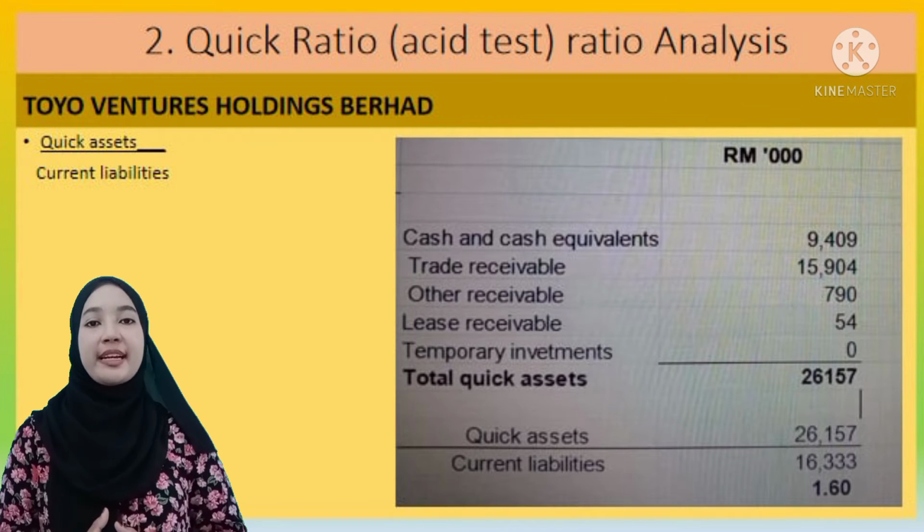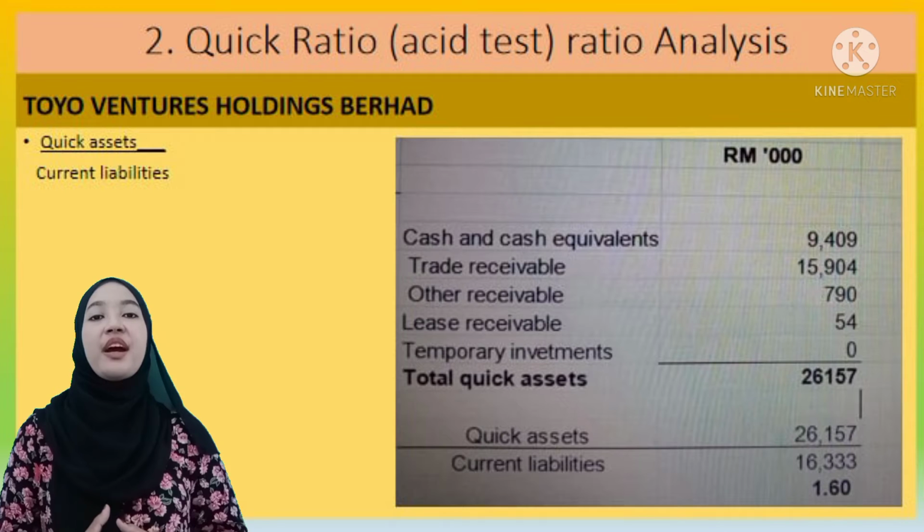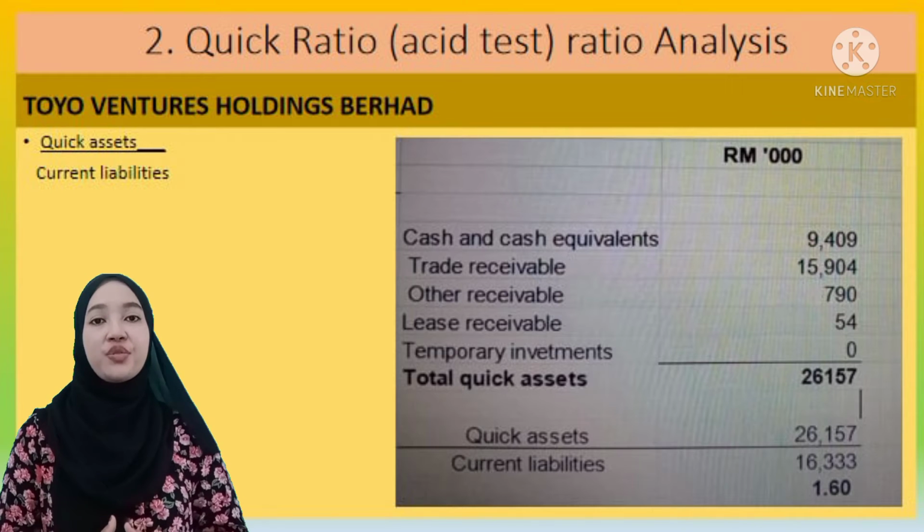For Toyo Ventures Holding Berhad, quick assets involve cash and cash equivalents 9,409,000, trade receivable 50,904,000, other receivable 790,000, lease receivable 54,000, and temporary investment 0. The total quick assets 26,157,000. Quick assets 26,157,000 divided by current liabilities 16,333,000. Take data from current ratio equal 1.6 for quick assets.